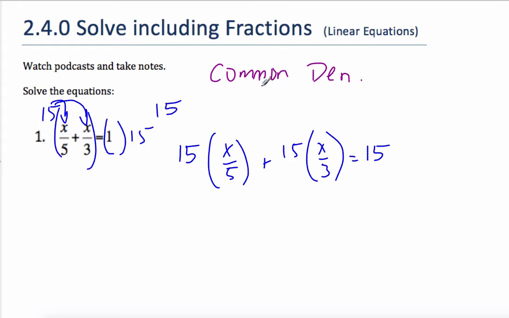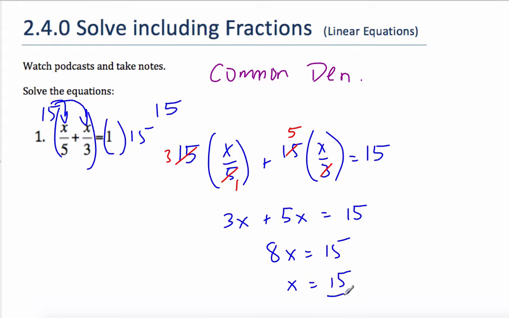Now, before I multiply, I'm going to try and simplify. I know 5 goes into 5 one time, and 5 goes into 15 three times. Similarly, this is 3, and this ends up being a 5. And so I get 3 times x is 3x, plus 5 times x equals 15. Collecting like terms, I get 8x is 15, and so x is equal to 15 over 8. We can leave it as an improper fraction, as that's what mathematicians do. So we use the common denominator in a different way.